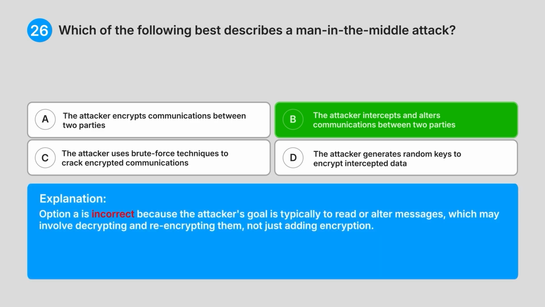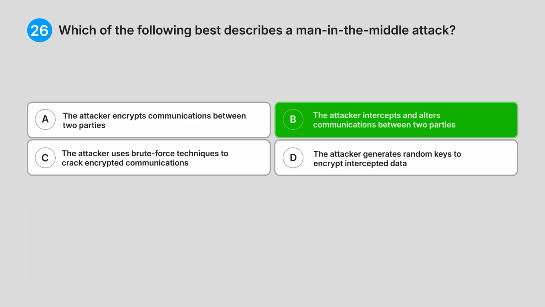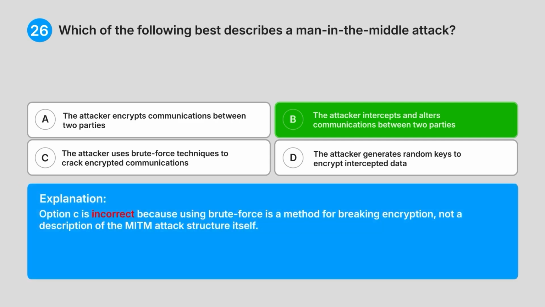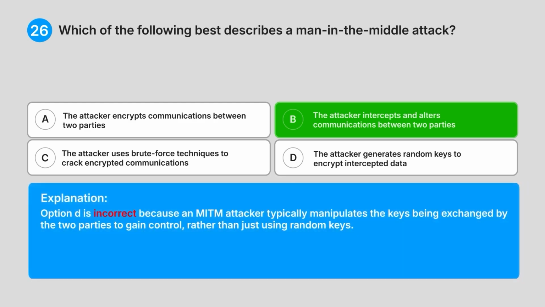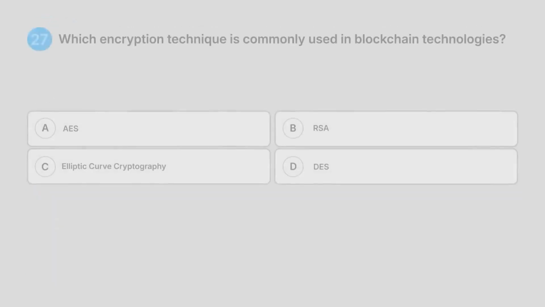Option A is incorrect because the attacker's goal is typically to read or alter messages, which may involve decrypting and re-encrypting them, not just adding encryption. Option C is incorrect because using brute force is a method for breaking encryption, not a description of the MITM attack structure itself. Option D is incorrect because an MITM attacker typically manipulates the keys being exchanged by the two parties to gain control, rather than just using random keys.